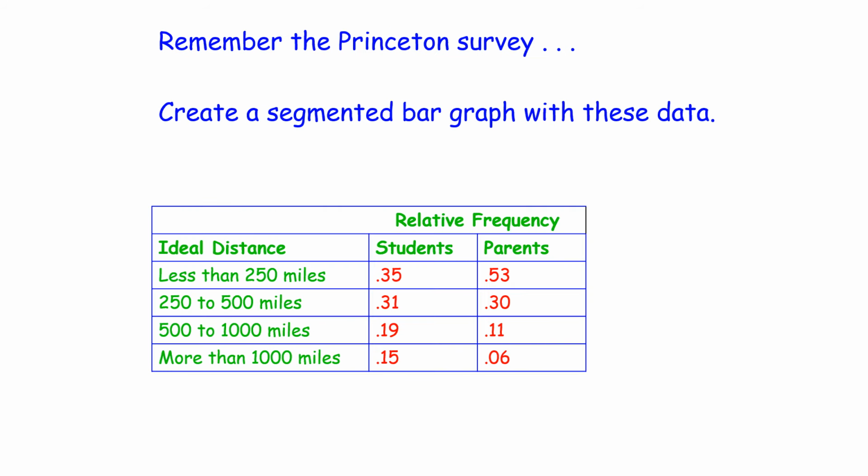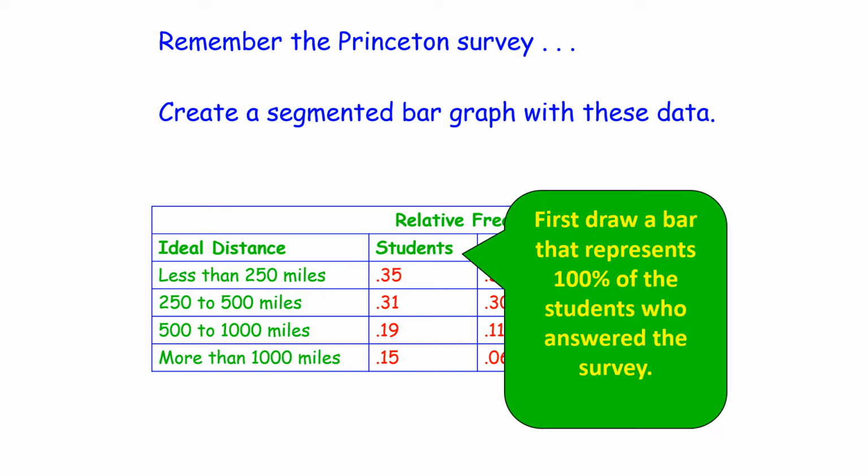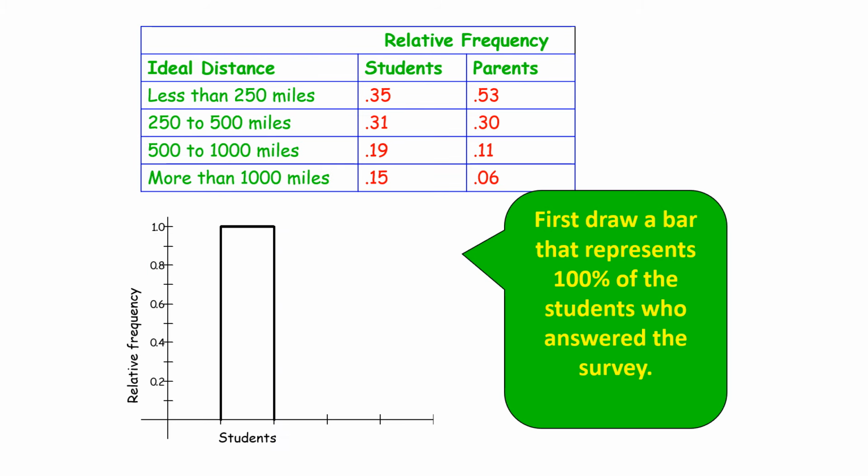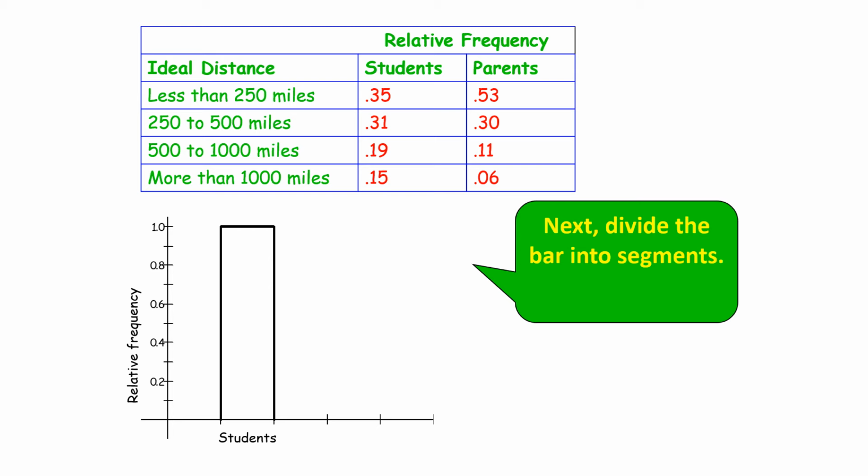Now, remember that Princeton survey? Let's create a segmented bar graph with this data. So first, we're going to draw a bar that represents 100% of the students who answered the survey. Next, we're going to divide the bar into segments.